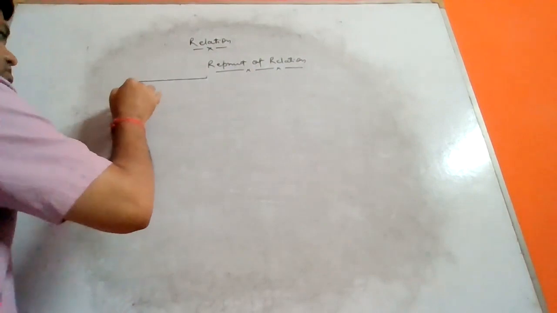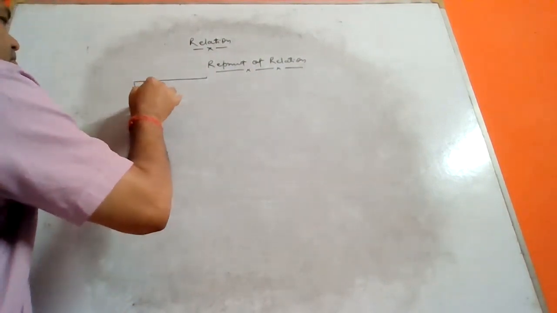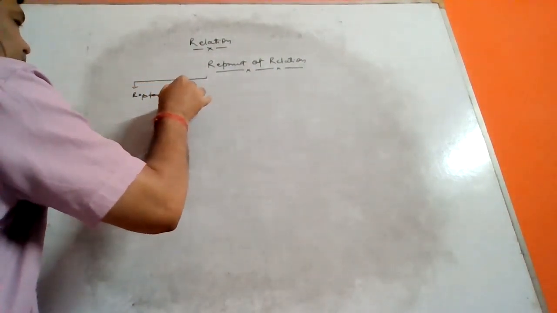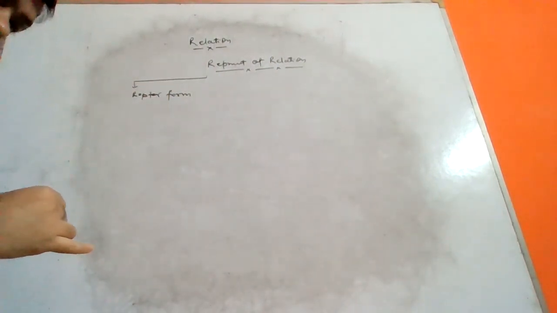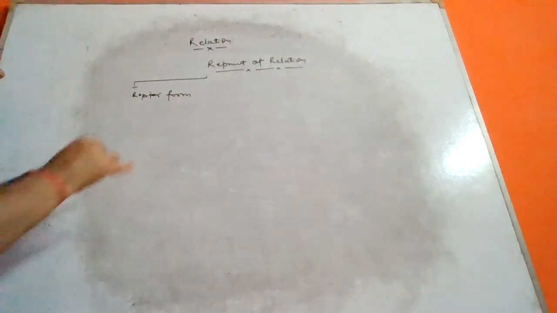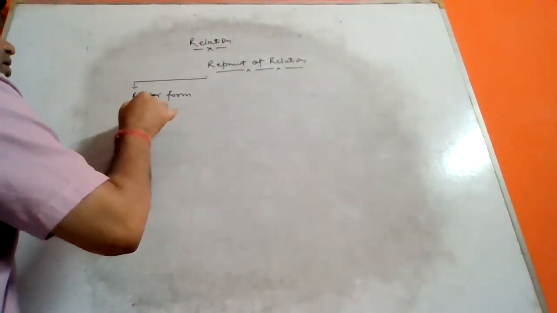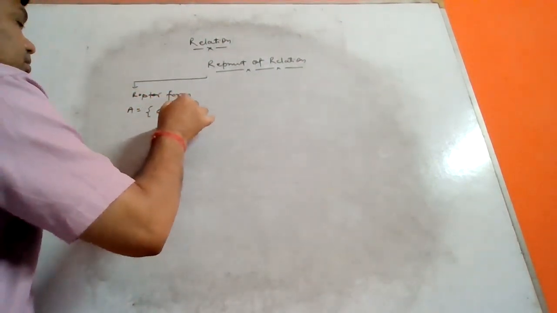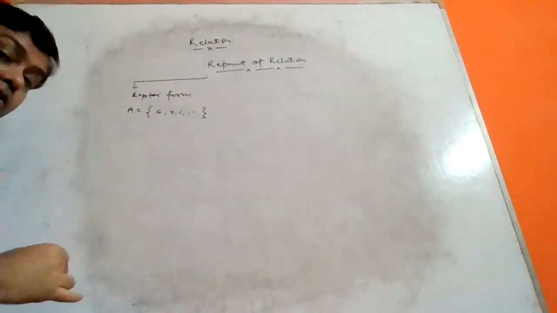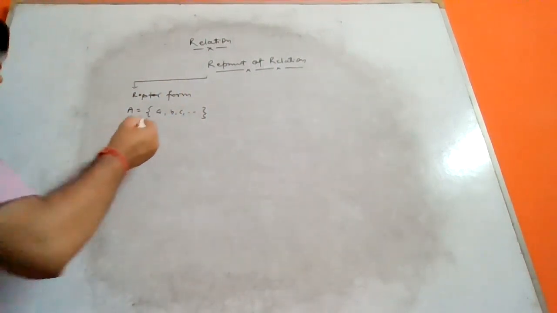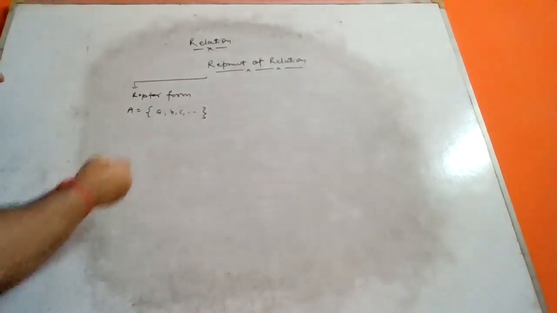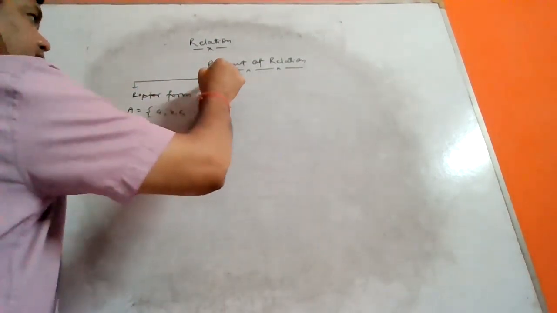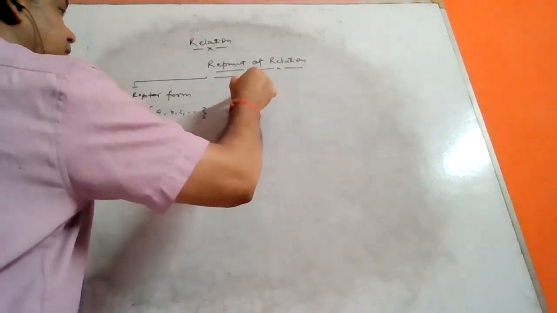First of all, roster form. Already told about roster form. When a set is written by the listing method, with elements separated by commas like this one, this one is known as the roster form. When a set is represented by this method or this solution method, then you can say this is the roster form. Second one is what? Set builder form.